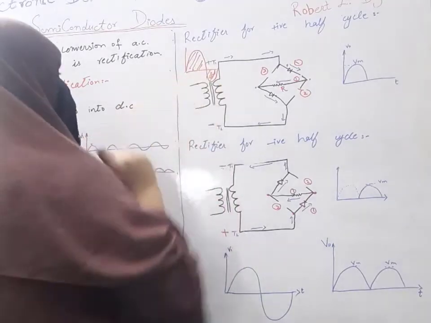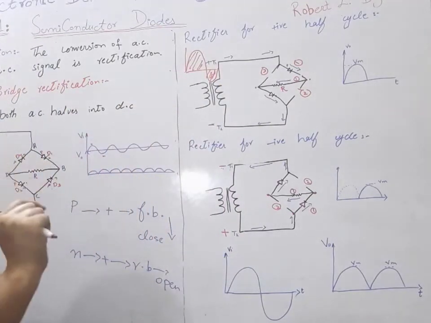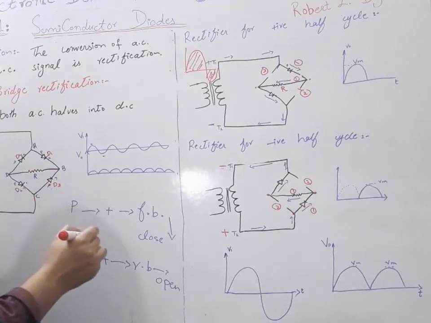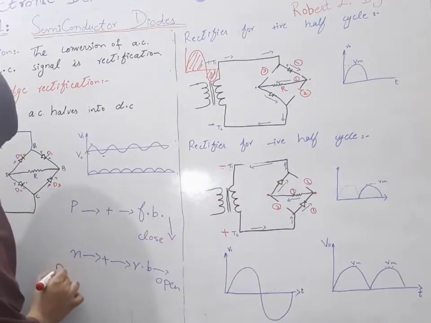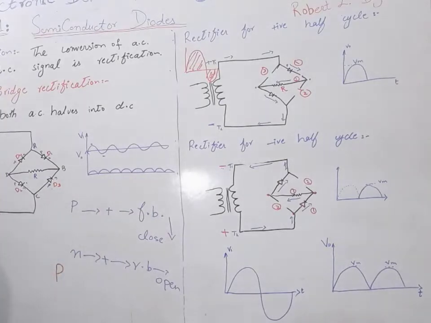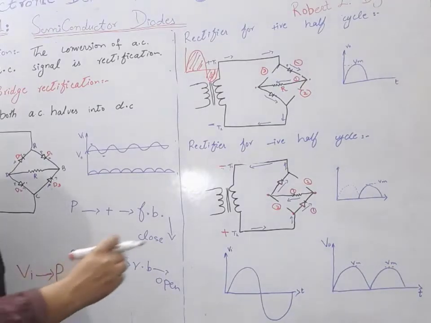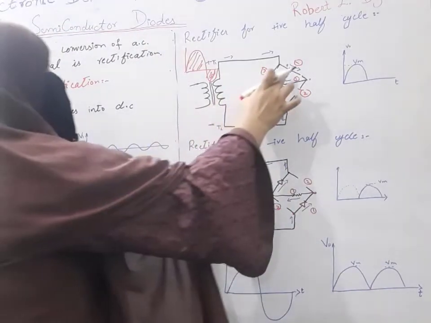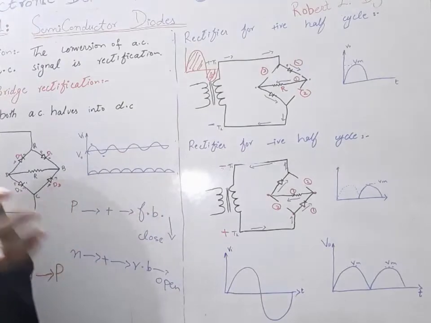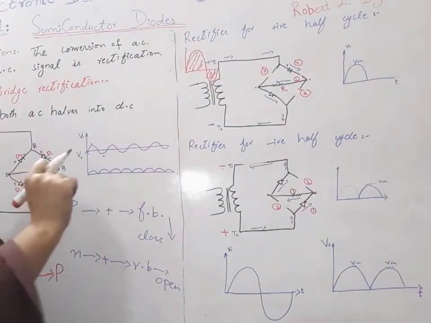This is the negative half cycle, but remember that when our diode P side is connected to the positive terminal, when Vi is connected to P side, then we will have only the positive half cycles. When the diode is connected in this direction, then we will have only the positive half cycles.